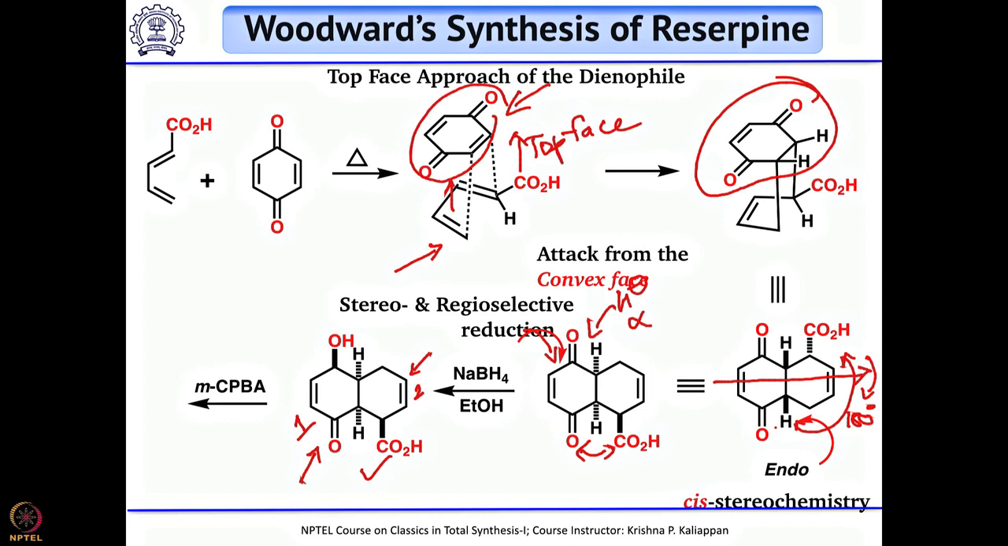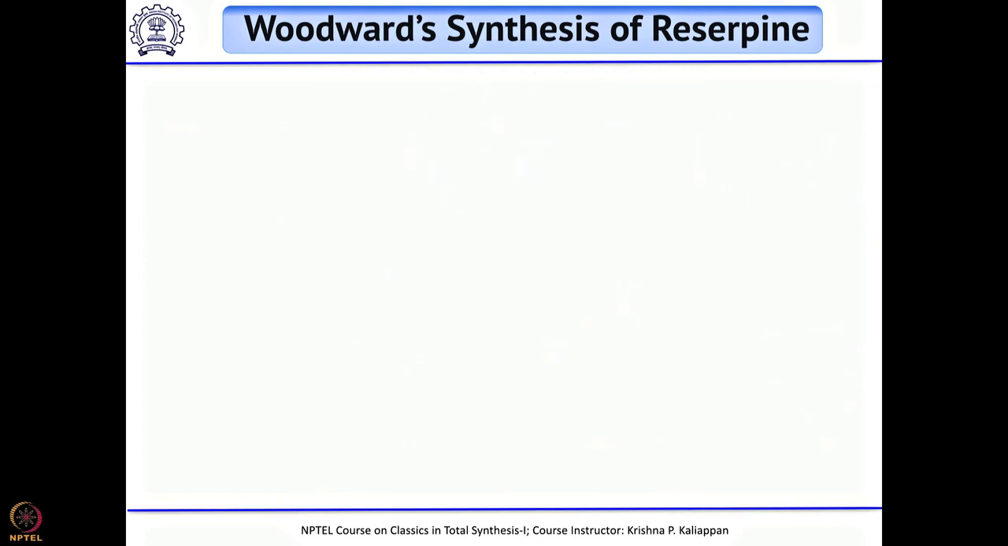Answer for question number 2, whether the epoxide will be alpha or beta. As I told you, the convex face is the free face. So that means the epoxide will come from the alpha side. When you do that, this is what you get. Now, you have a hydroxyl group and you have a carboxylic acid group.